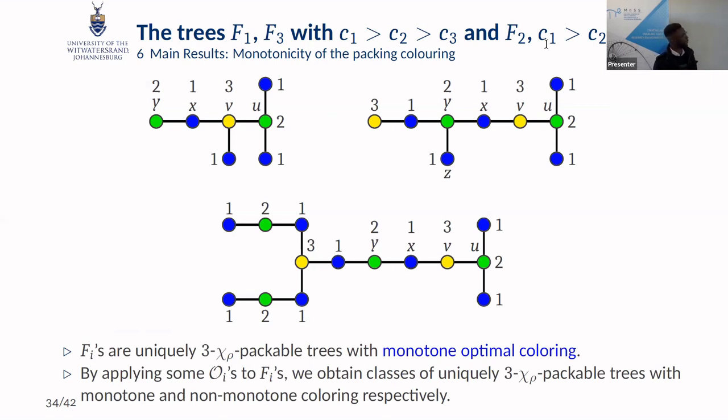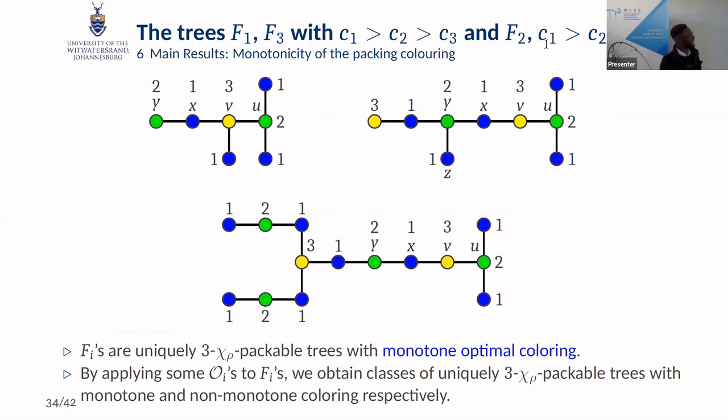And if you look at F1, the color ones are more than the color twos, and the color twos are more than the color threes. So the cardinality of those with color one is four, those with color two is two, and those with color three is one, so four is greater than two and greater than one. So it's monotone. Same thing in F2, and all that.